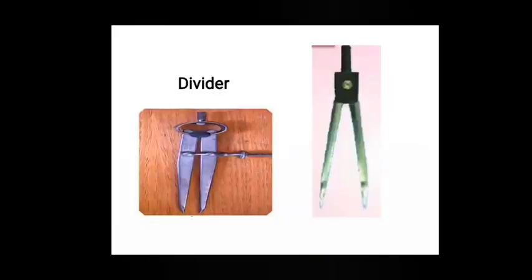And finally, we have the divider. As you can see, a divider has two legs. These two legs are used to measure the distance between arms. Is it clear, students? We have seen two instruments or tools with the help of which we can draw an angle or measure an angle. Okay, students?